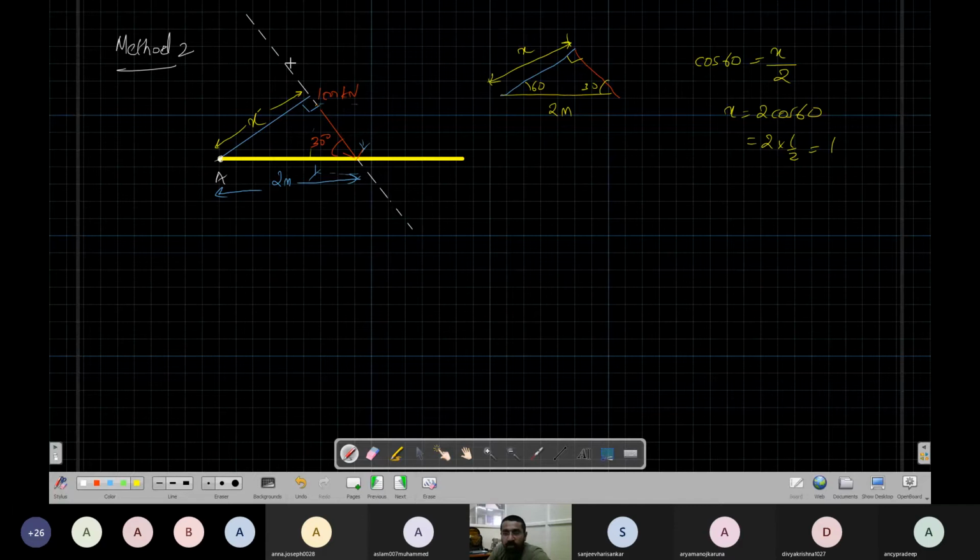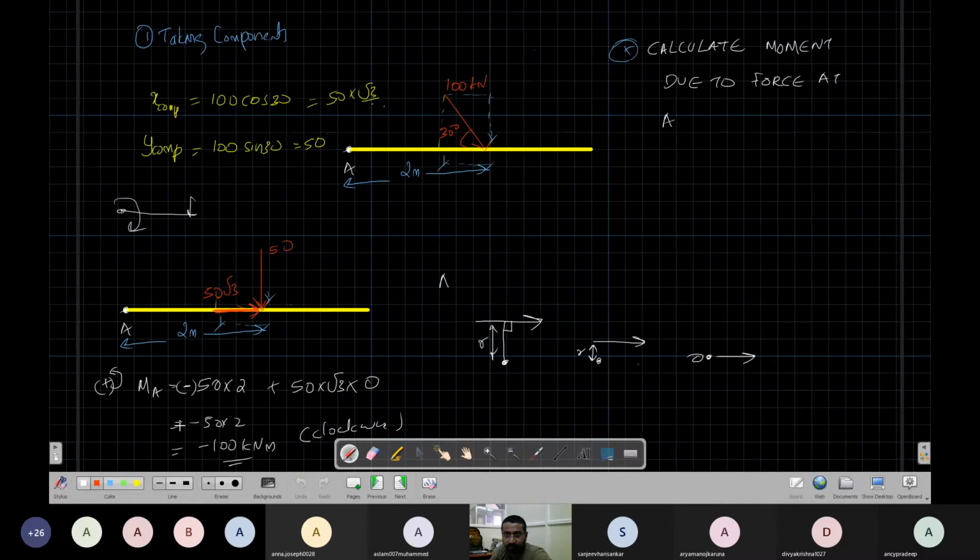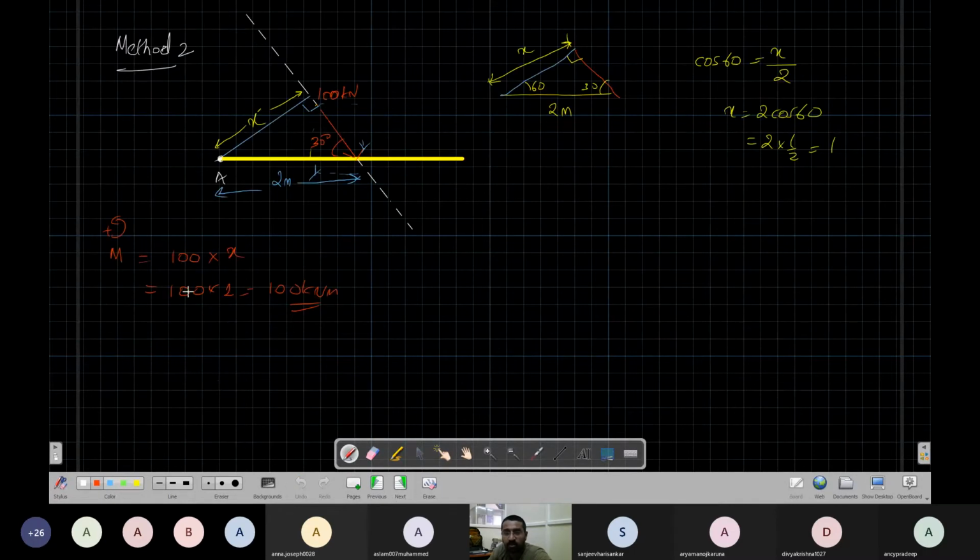So my force is 100 kilonewton. My perpendicular distance is now 1 meter. So my moment, if I assume anti-clockwise as positive, is 100 times the perpendicular distance, that is x. 100 times 1 equals 100 kilonewton meter. So this is the same answer that we got here. The direction of the force is clockwise, so I have to give a minus sign, because the force is trying to rotate in the clockwise direction. So these are the two methods you can use.